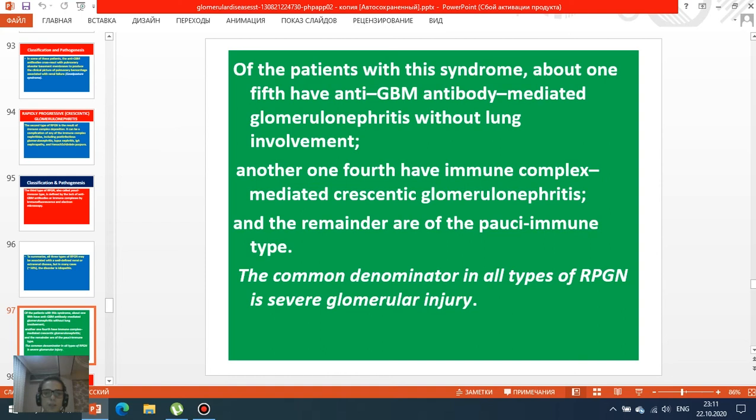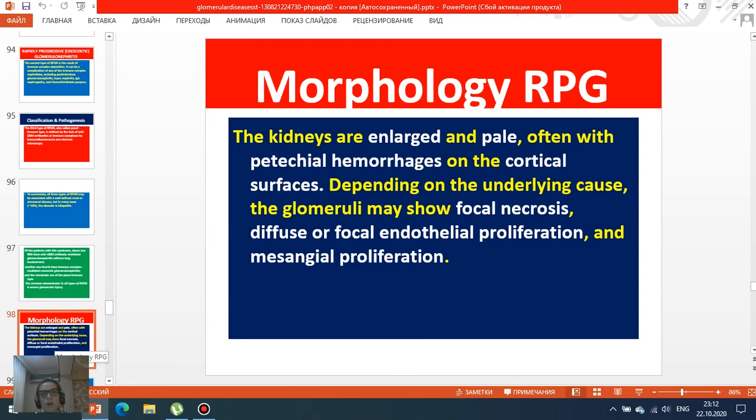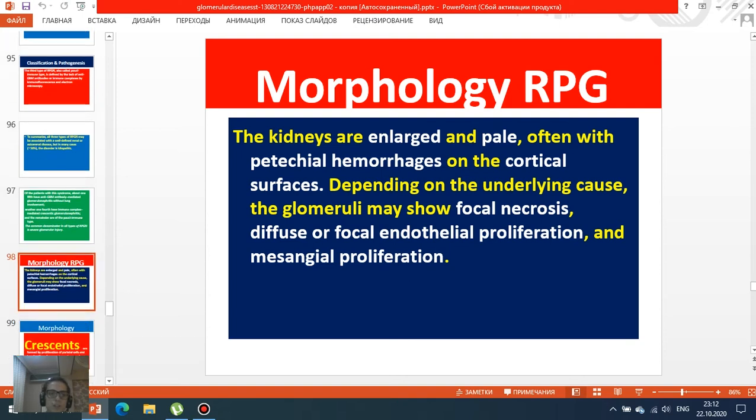The common denominator in all types of rapidly progressive glomerulonephritis is severe glomerular injury. Morphology of rapidly progressive glomerulonephritis: the kidneys are enlarged and pale, often with petechial hemorrhages of the cortical surfaces, and depending on the underlying cause, the glomeruli may show focal necrosis, diffuse or focal endothelial proliferation, and mesangial proliferation.